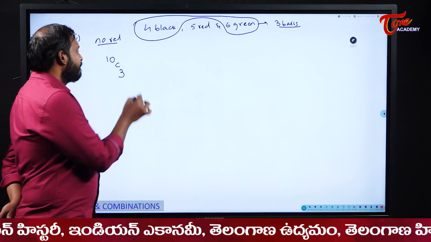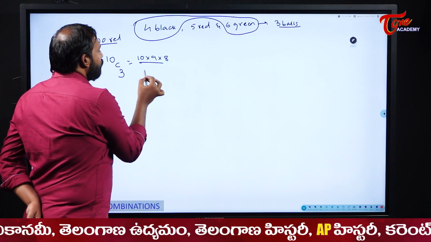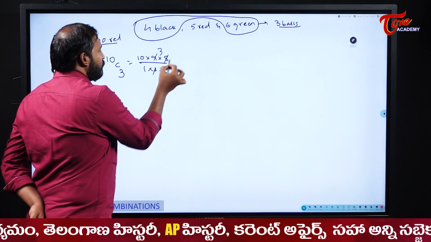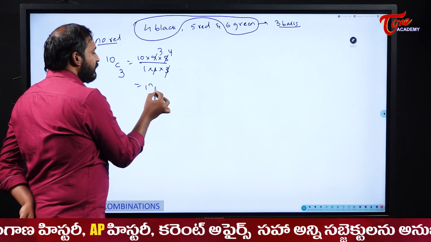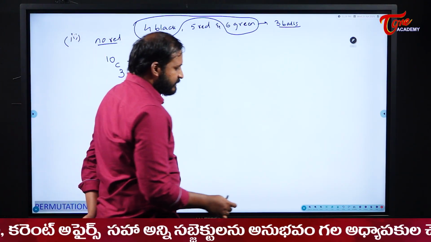So 10C3. 10C3 will become 10 into 9 into 8 by 1 into 2 into 3. 3 1s, 3 3s, 2 1s, 2 4s. So it becomes 120 for us. Right? Next one. Next condition.